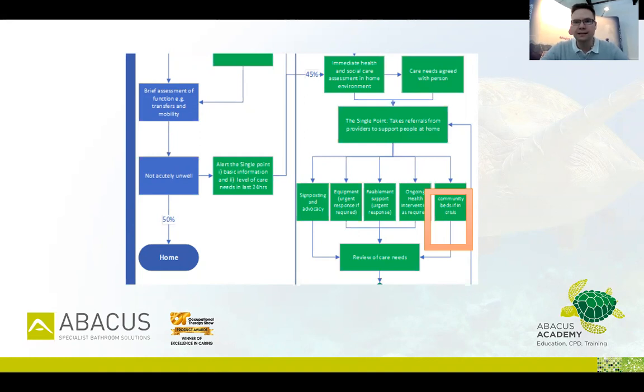What I see discharge to assess being applied as often looks like a glorified discharge home visit, where it might be said, right, they're medically optimized, they need to go, get them home, and then the assessments can be conducted in the home environment. I understand how that's perceived as a new glorified discharge home visit.